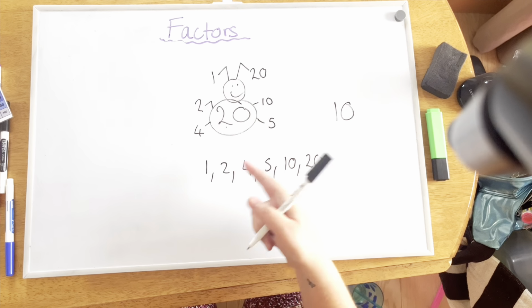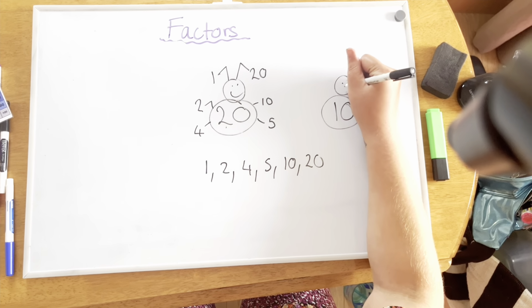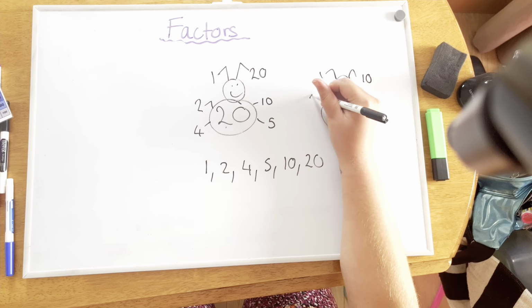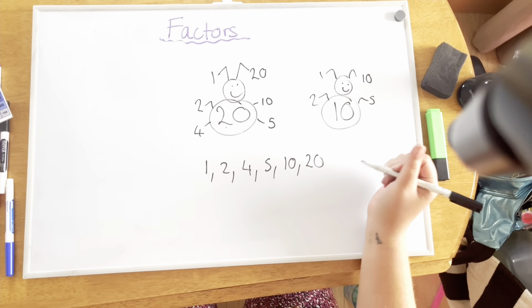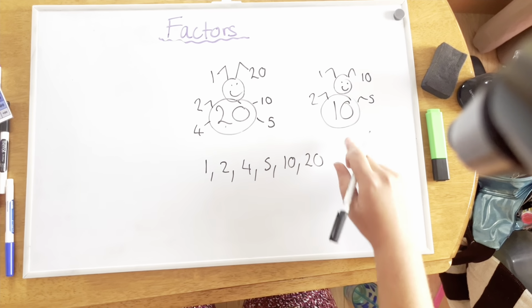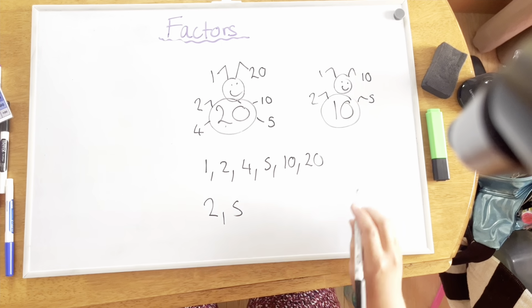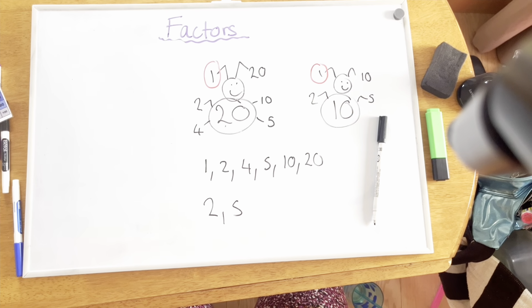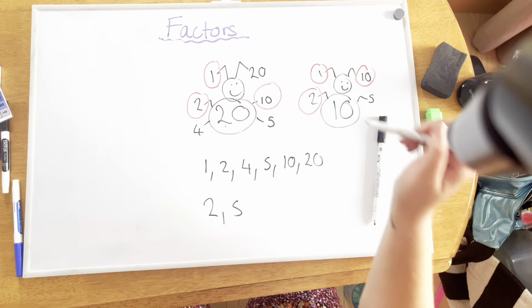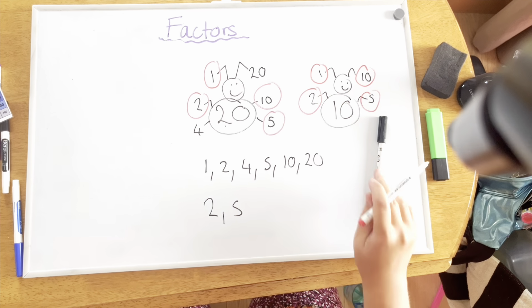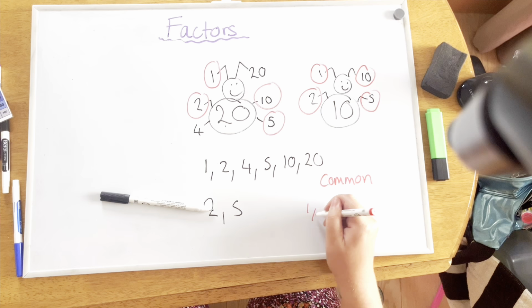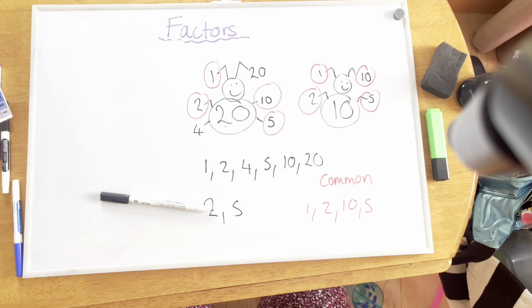So if we look at 10 and 20, for example, we know that 1 and 10 make 10, 2 and 5, and then there are all our factors. So the factors of 10 are 1, 2, 5 and 10. If we look to see what the common factors are, they both have 1, they both have 10, they both have 2, and they both have 5. So our common factors are 1, 2, 10 and 5.